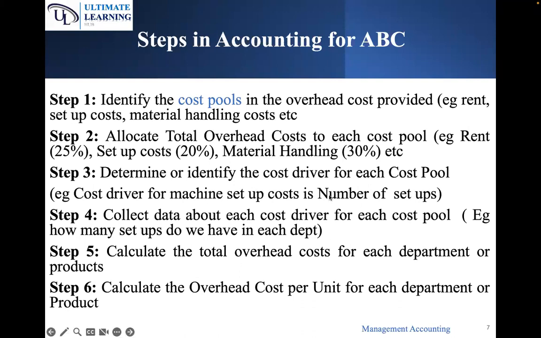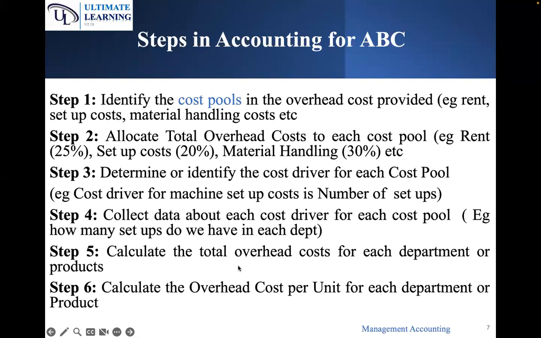Now, once you have determined or identified the cost driver for each cost pool, you collect data about each cost driver. How do you collect data about each cost driver? In this case, you find out what is the space, what is the area occupied by each department if you are looking at rent. If you are looking at setup costs, what are the number of setups in maybe each department? That is to collect data about each cost driver. That means how many setups do we have in each department?